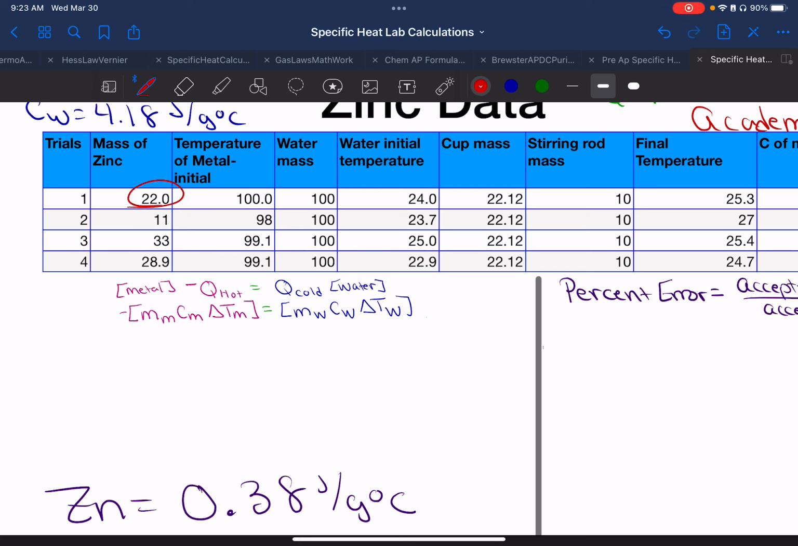My mass of my zinc is 22.0. If you prefer to call CM your X, you may do that, that's completely fine. My final temperature is 25.3. My initial temperature was 100 for this run. And that should be negative. The way that works out is I have a negative, and I have a negative on the outside, so it ends up being positive, because C values are always going to be positive.